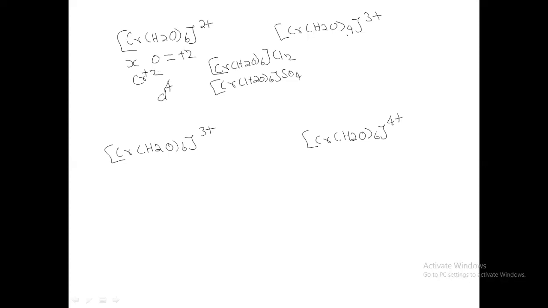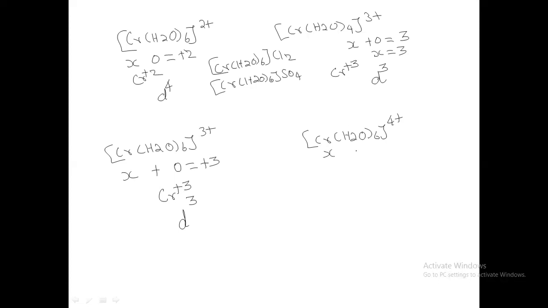For the tetrahedral complex with chromium 3+, X plus ligand contribution 0 is equal to 3, so X is equal to 3. Therefore chromium is in the +3 oxidation state. Chromium is in the 6th family, so remove 3 electrons and we have a d3 configuration. For [Cr(H2O)6]3+, chromium is taken as X, with 6 water ligands in an octahedral complex. Contribution is 0, so we have +3. Chromium in the 3+ oxidation state, remove 3 electrons, and we get a d3 configuration.